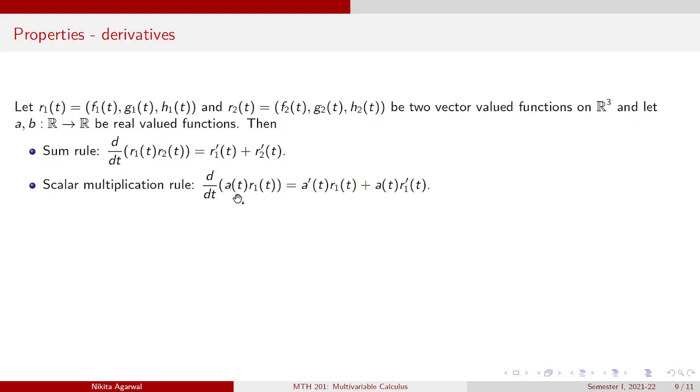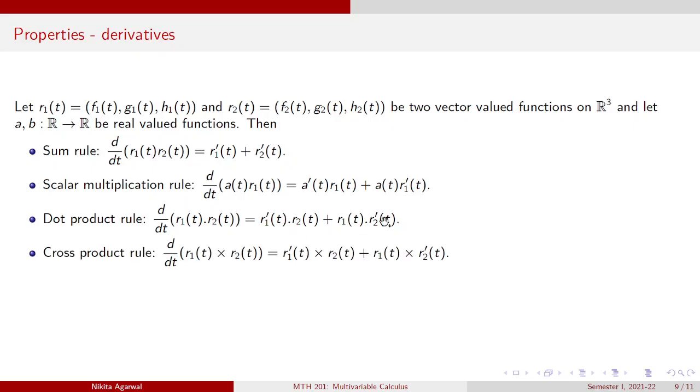Scalar multiplication: if you multiply a vector valued function by a scalar valued function and you take the derivative, you have a product rule, as you have seen in one variable. But now these are vectors, right? Both of them are vectors. Dot product rule: if you take the dot product of two vector valued functions at the point t and take the derivative, again you have a product rule. Okay, but you have dot products here, right? Cross product rule: again, if you take the cross product of two vector valued functions at the point t and differentiate, then you have a product rule.